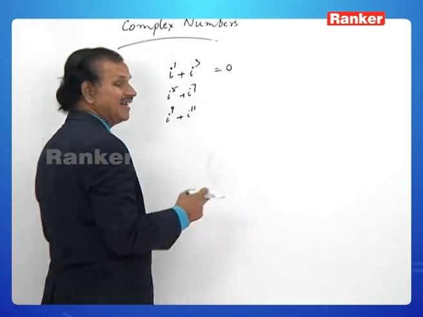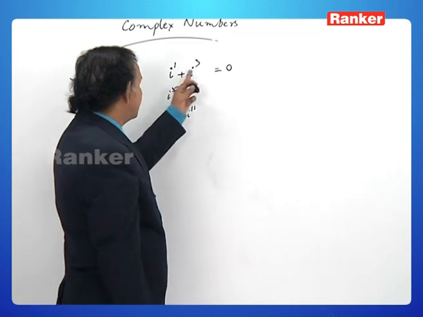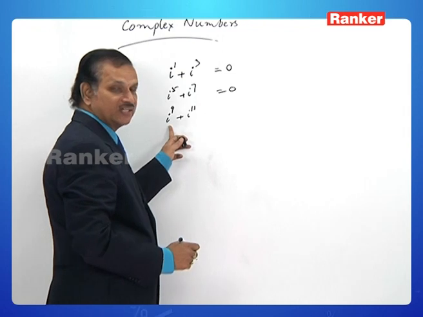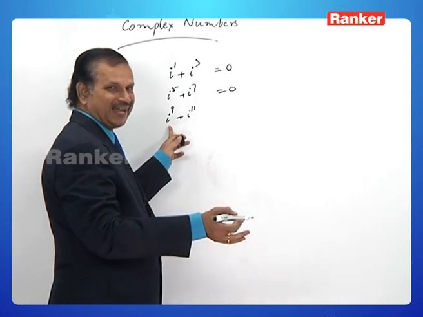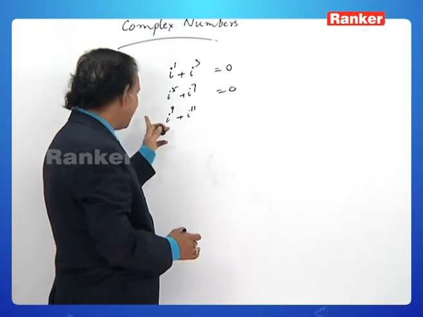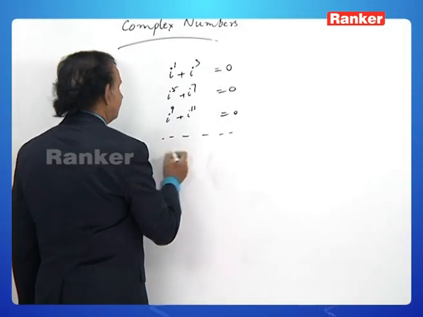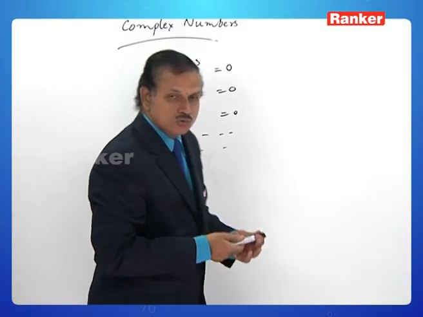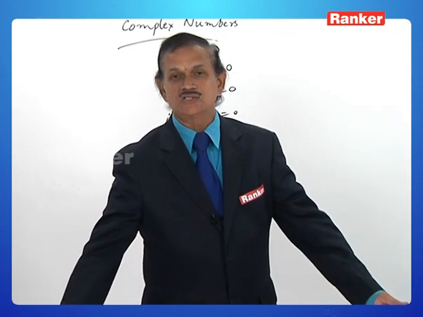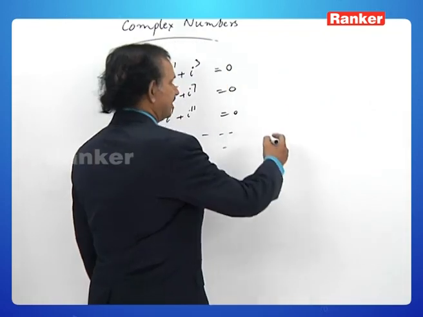i power 5 is i. i power 7 is i cube. i plus i cube was already 0. i power 9 is i power 8 into i. i power 11 is i power 8 into i cube. Again it is i plus i cube, which is already 0. So if you have like this, any two successive odd powers of i sum to 0.